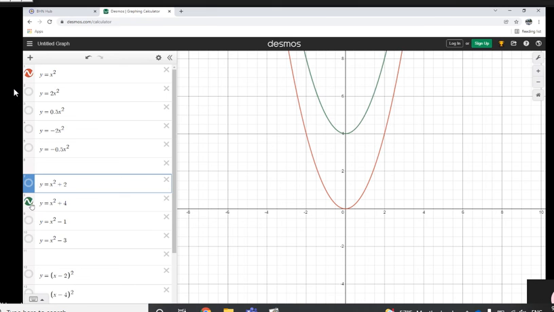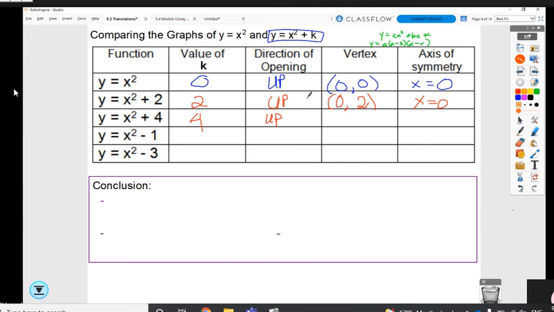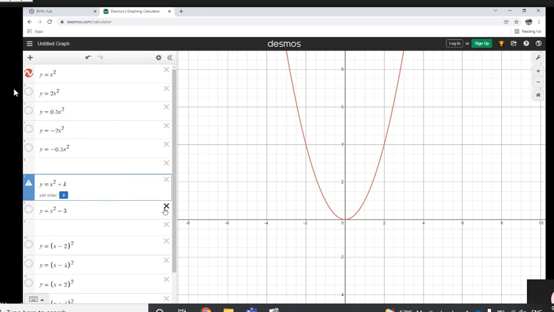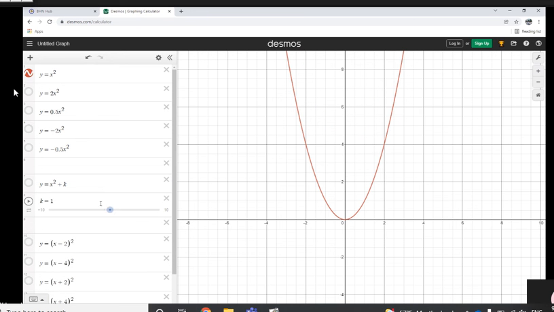0, 4. Absolutely. 0, 4. And then the axis of symmetry is still x equals 0. So what we can accumulate from this is, if we just put a k value in here, if k is 1, where's my quadratic? Oh, I haven't written it up.